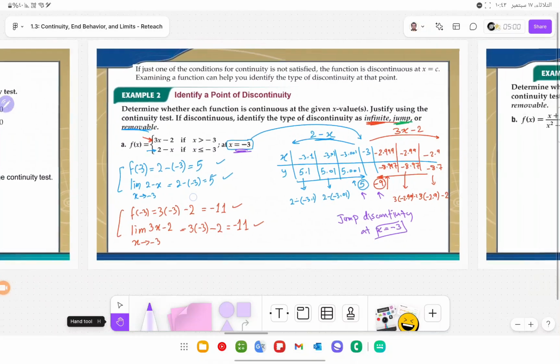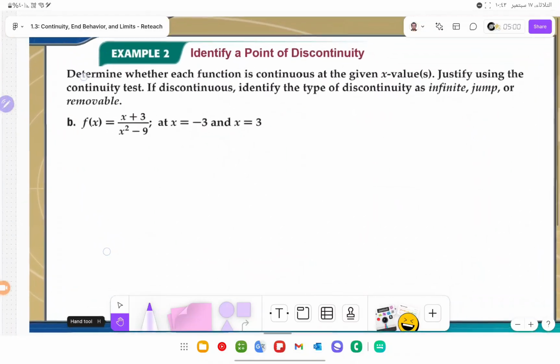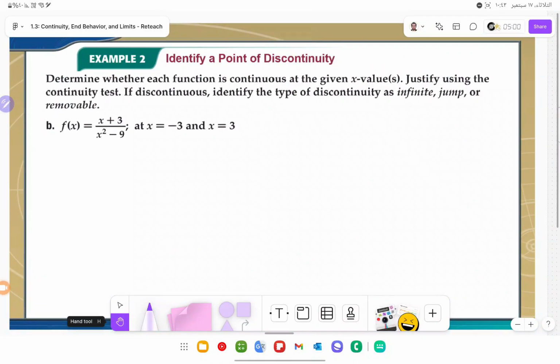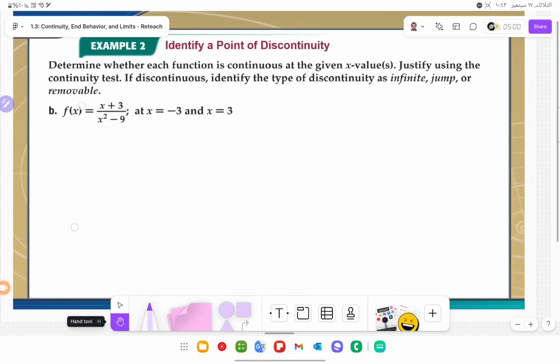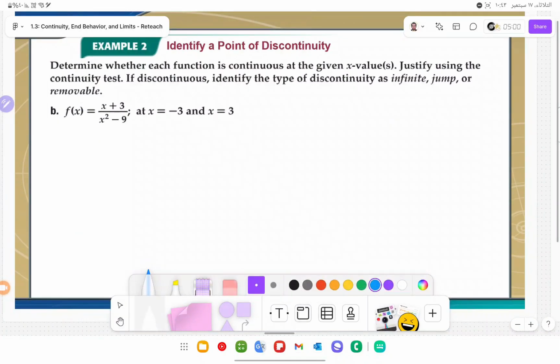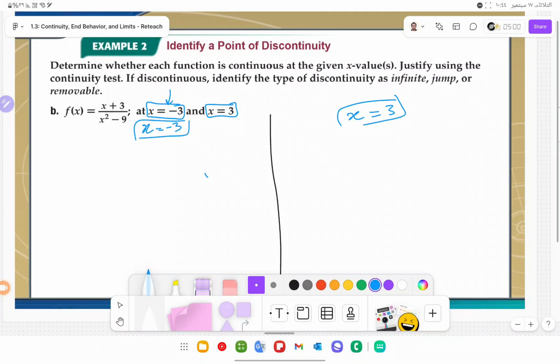Now let's take one more example. Check this example: identify a point of discontinuity. We need to do the same thing. Here the question gave me two x values: he asked me to test at x equal negative 3, and at x equal 3. Let me put a straight line. On one side we test x equal negative 3, and on the other side x equal 3. So we have two tests to do.